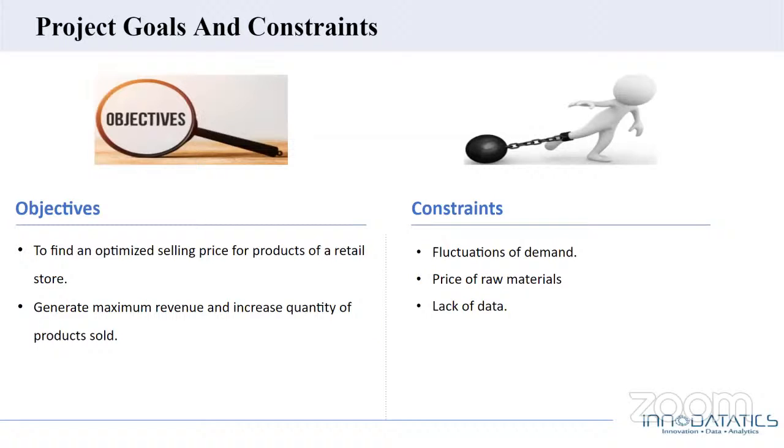The constraints we face in this project are the fluctuation of demand. The demand for a product in the market may affect the optimized price. Price of raw materials. Cost of raw materials may keep changing, so a regular update in the optimized price is required. Lack of data. Lack of data might result in reducing the accuracy of the model. A higher accuracy can be achieved with a better collection of data.